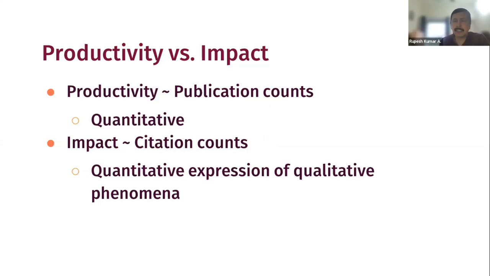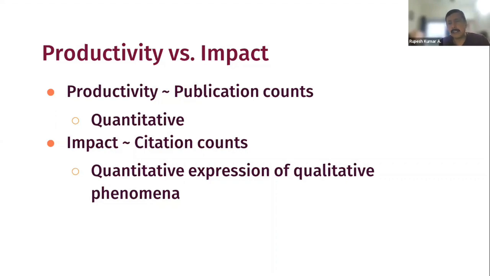I am considering only scholarly publications such as articles published in journals, books, entire books published, monographs published, or chapters contributed to edited volumes, papers published in conference proceedings, etc. So I'm considering only scholarly publications, keeping aside popular writings. So productivity is purely a quantitative phenomenon.